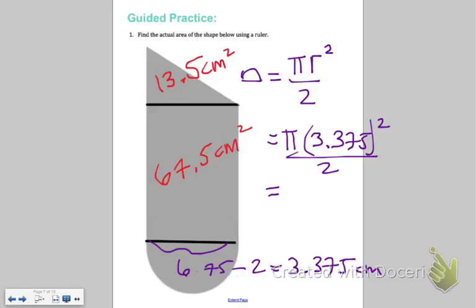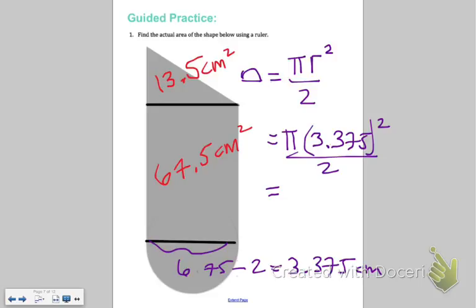So following the order of operations, we're going to perform the term with the exponent first. So we must do 3.375 times 3.375. And if you notice, if you put that into your calculator, you get a pretty long number. I get 11.390625 and so on. So instead of rounding halfway through our work, we're going to round at the very end.